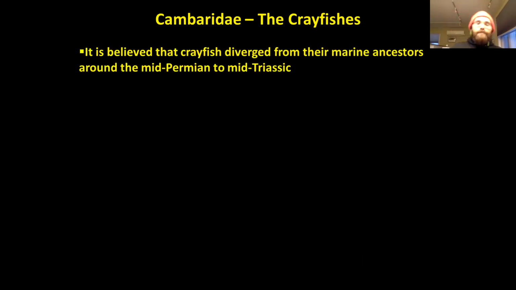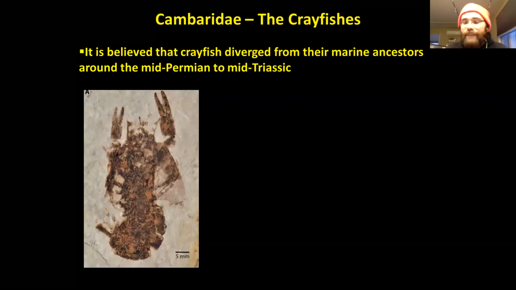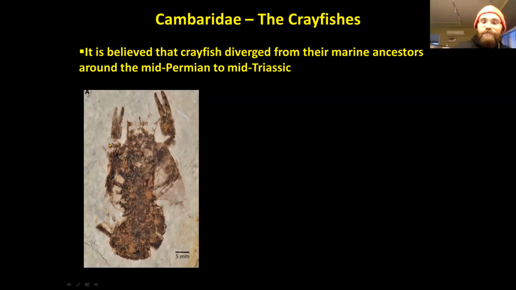So it is believed that crayfish diverged from their marine ancestors around the mid-Permian to mid-Triassic. And we have some fossil evidence of them here, as well as burrow evidence from when they were constructing tunnels back in those Jurassic, Triassic, and Cretaceous periods.